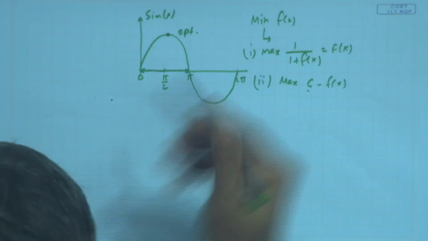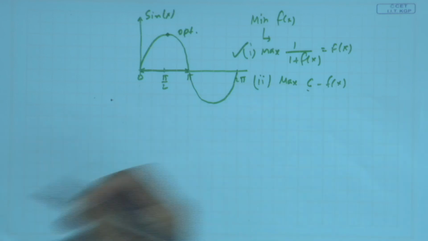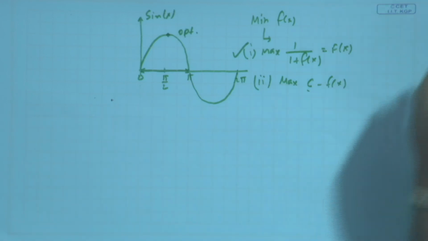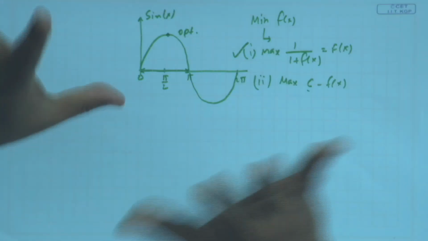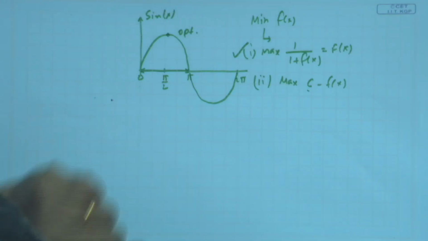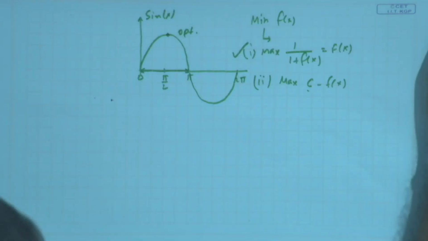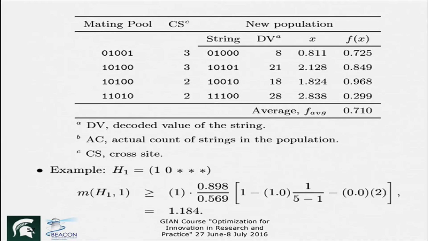Okay, I prefer this one if you have to use it over this c minus f(x), because that requires the knowledge of c. Then you need to supply a good c. There are other transformations as well that exist, but basically you need to convert a minimization problem to a maximization problem. Okay, getting back to the slide again.